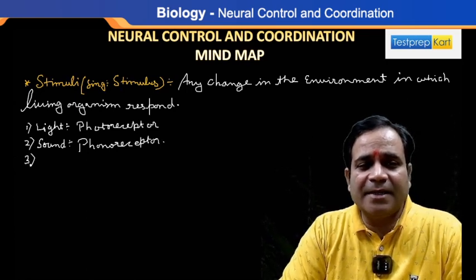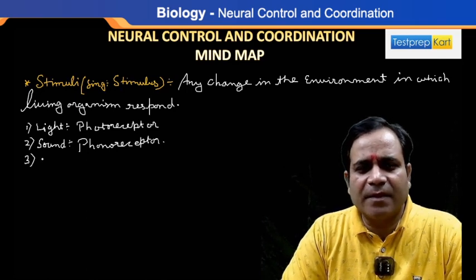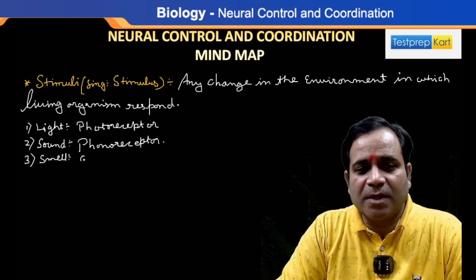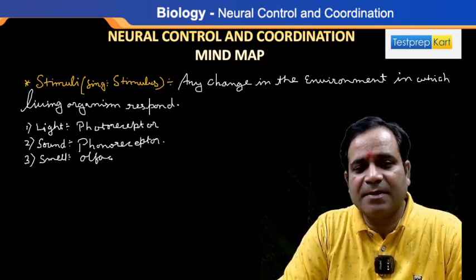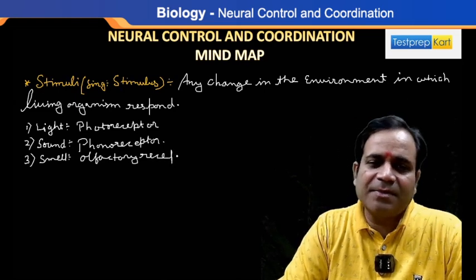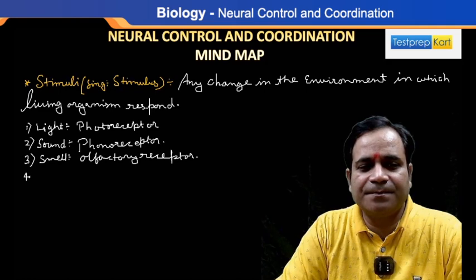If light, then photoreceptor; sound, then phonoreceptor. Some we also respond to with the help of smell. Whatever the smell, we respond also. That is known as olfactory receptor. What I'm saying? Olfactory receptor. A receptor is a cell which receives the sensations of any change in the environment.